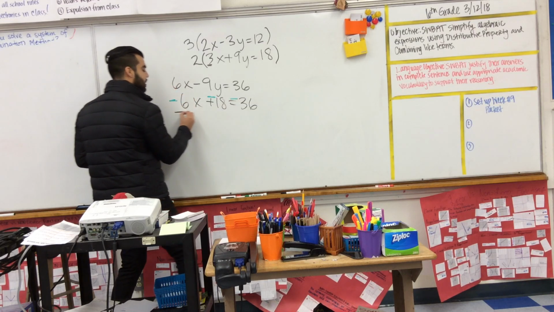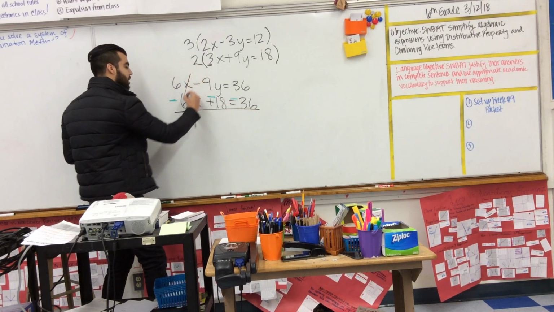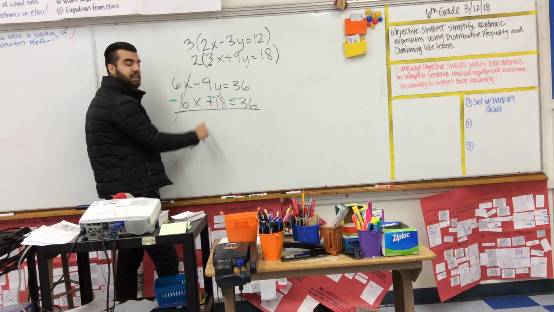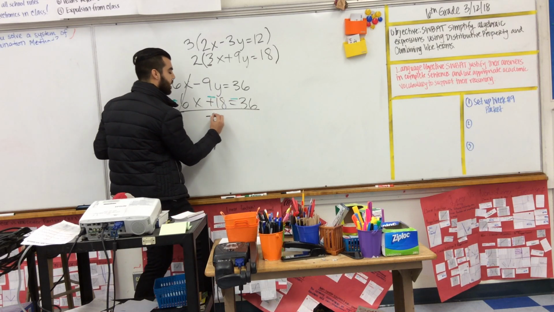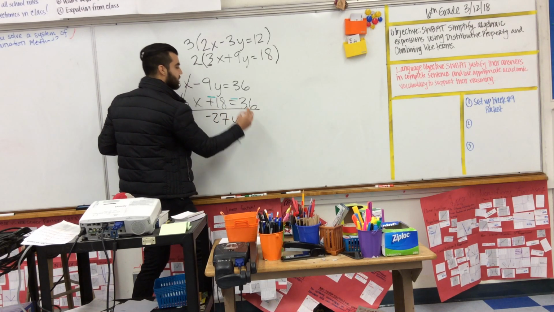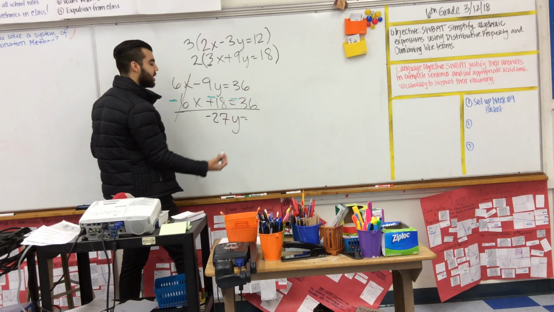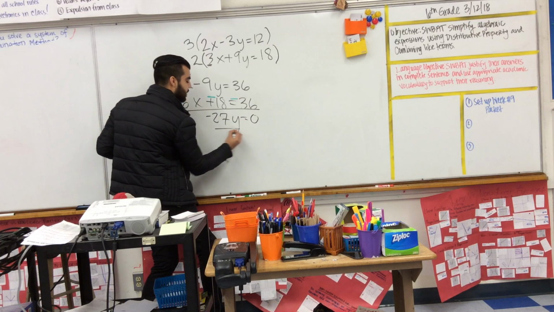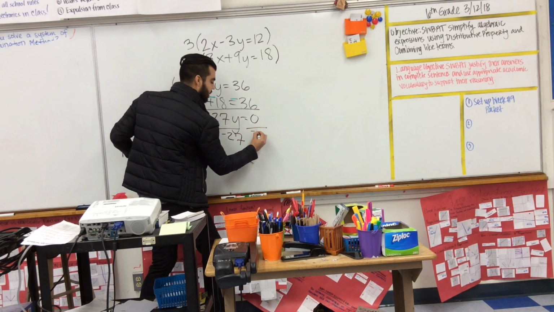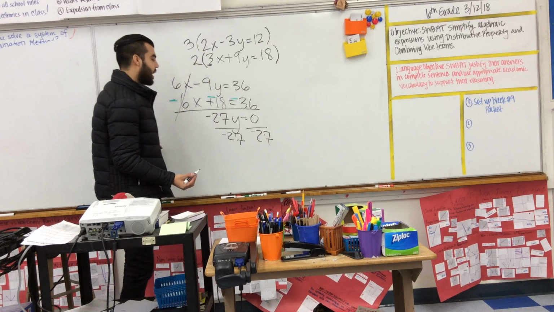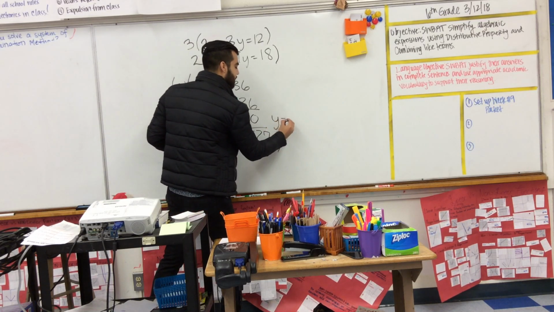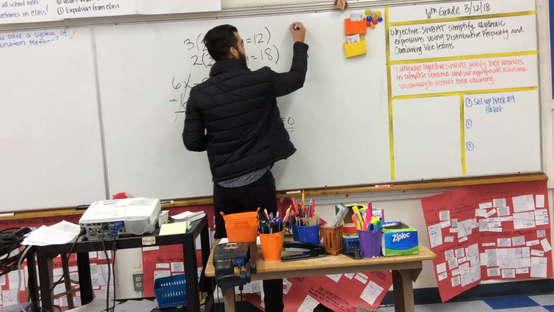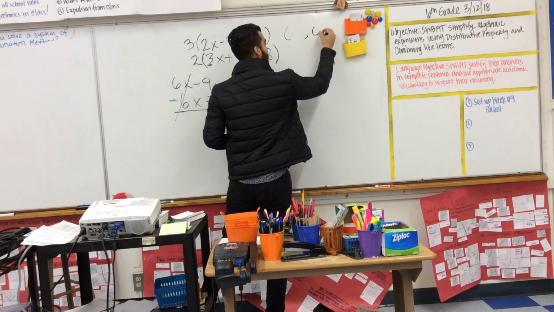So when I add these two equations, the 6x and the negative 6x go away, they eliminate. I have a negative 9y plus a negative 18y, which becomes negative 27y, equals 36 minus 36, which gives me 0. Now at this point, divide both sides by the negative 27. And we have that y equals 0. So we found our first value for our coordinate point. We know that y equals 0. But remember, you still need to find that x value.